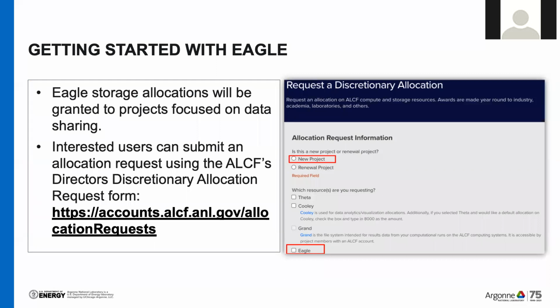Let me talk about how one can get started in requesting an Eagle project allocation in this slide. Interested users can request an allocation using the director's discretionary allocation request form provided here. The allocations committee reviews the applications and provides the needed approvals.